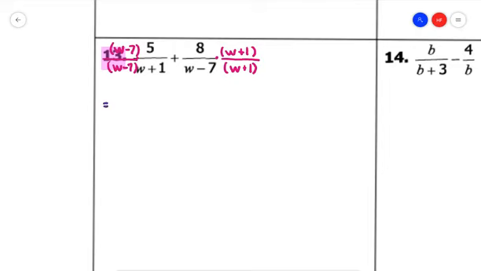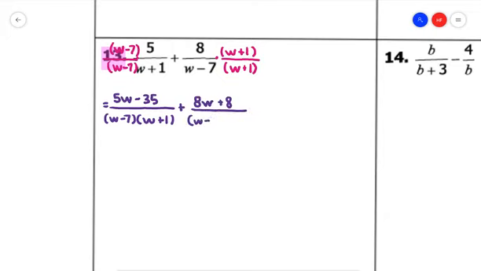So we would have 5 times w minus 7 on top, which is 5w minus 35. And then on bottom we would have both w minus 7 and w plus 1. I don't suggest that you multiply that out just because we will have to simplify in our last step. And then 8w plus 8. Now they have the same denominator, so I'm going to write it as one single fraction, 5w minus 35 plus 8w plus 8, over w minus 7, w plus 1.